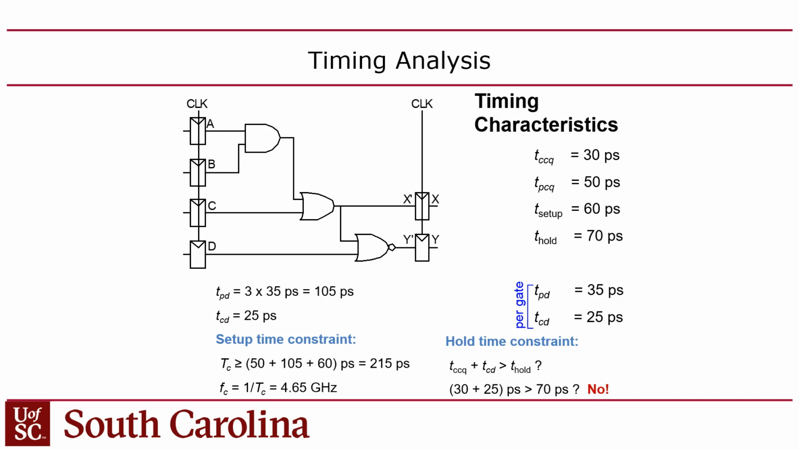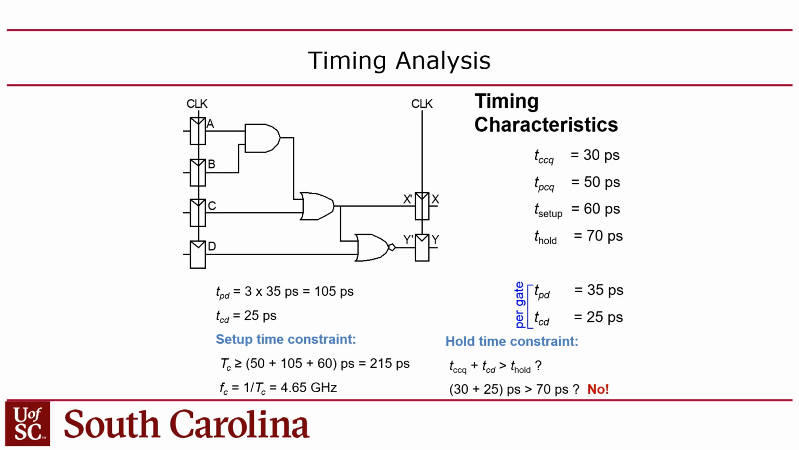So if a signal gets through there in 55 picoseconds, that will cause these flip-flops to see their input change in 55 when they need at least 70 picoseconds of stability. So this violates the hold time constraint, right? The good news is that it's easy to fix. How do you fix a hold time violation? You just have to add more delay, right?